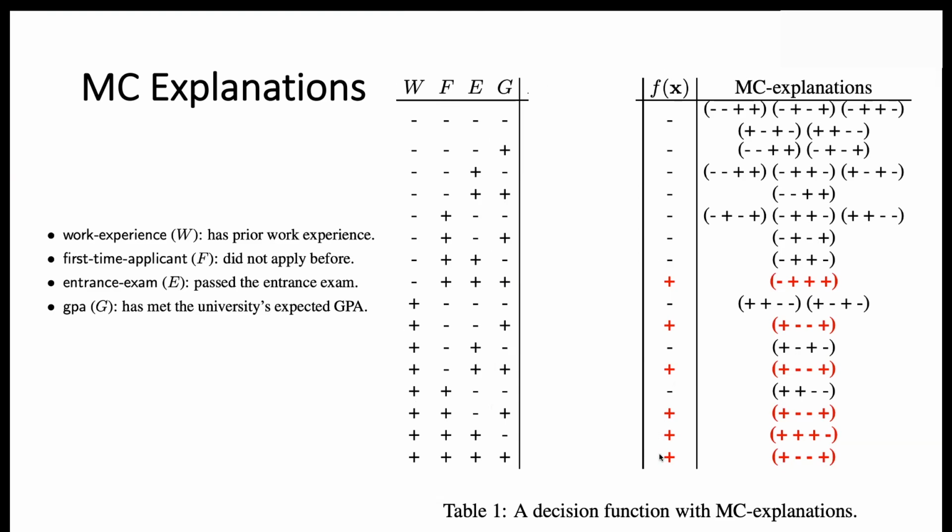And let's look at the MC explanations. In this table, we list them all for every decision. Let's pick the first one. This is an instance, and because the decision is negative, we say that it's a negative instance. And the question is, did I really need all of these negative features to reach this negative decision? And the answer here is no. 2 negative features suffice. And there are various combinations of negative features that will do, and they're all listed here.